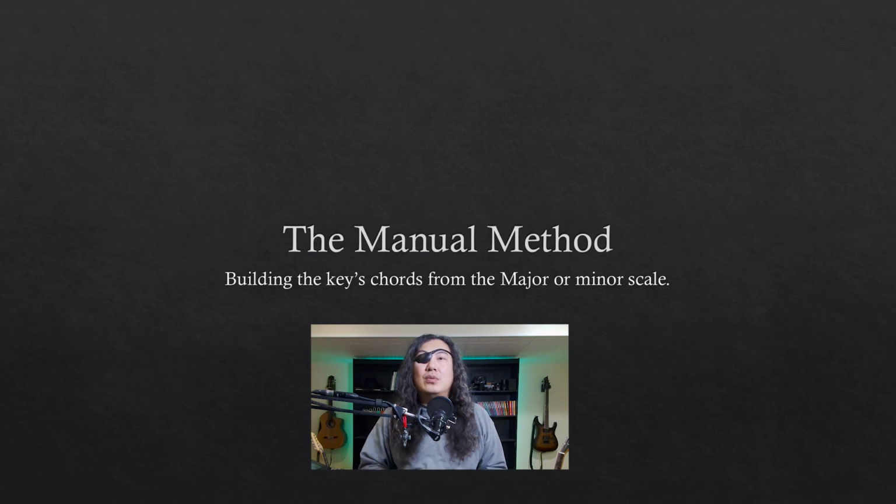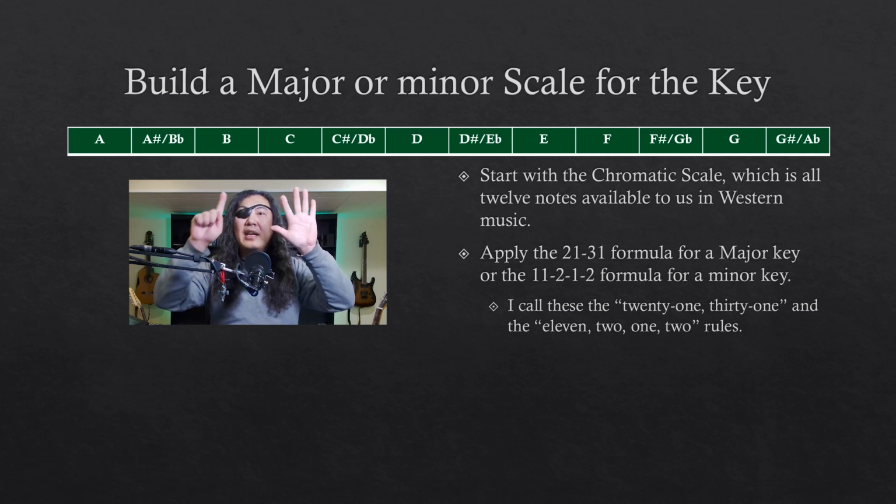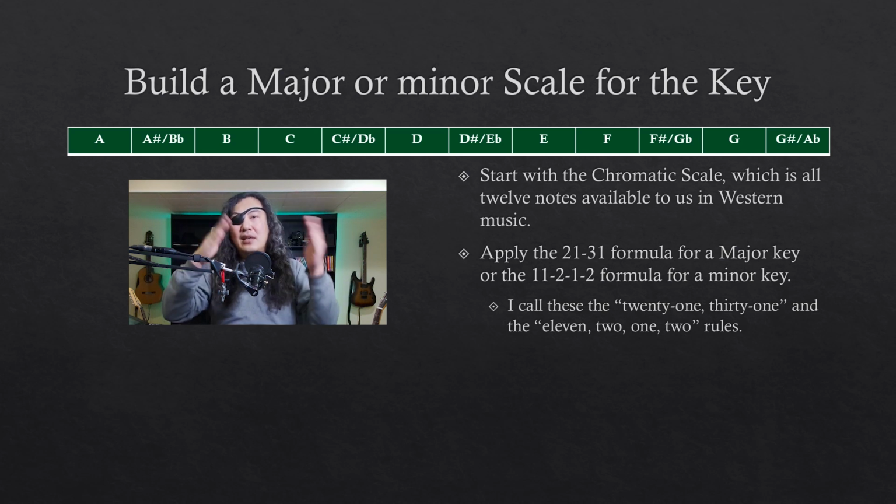So what we're going to do is build the key's chords from the major or the minor scale. Okay? In order to do this, we're going to start with the chromatic scale. Now, a major scale or a minor scale only has 7 notes in it. For instance, the key of C major has 7 notes: C, D, E, F, G, A, B. And then we can throw in a C, which is the octave. It's the scale starting over an octave higher.